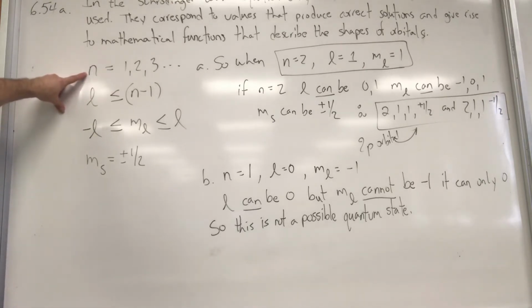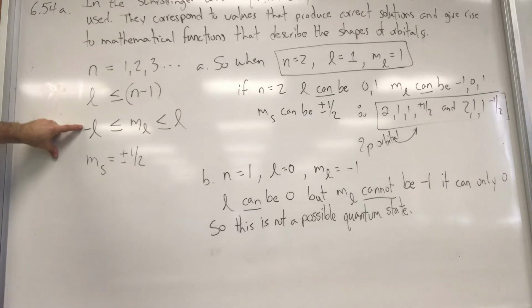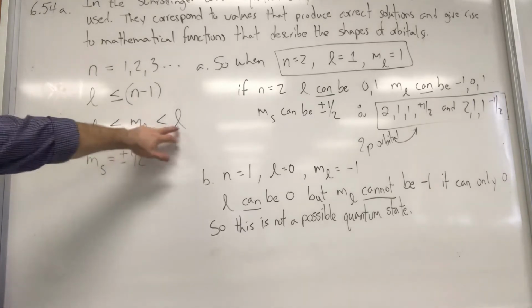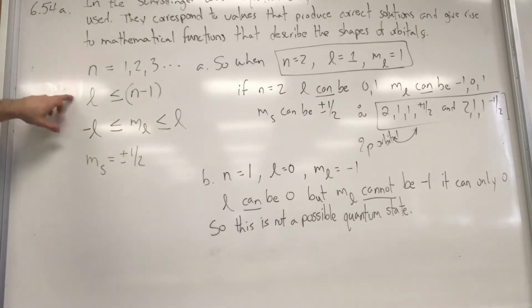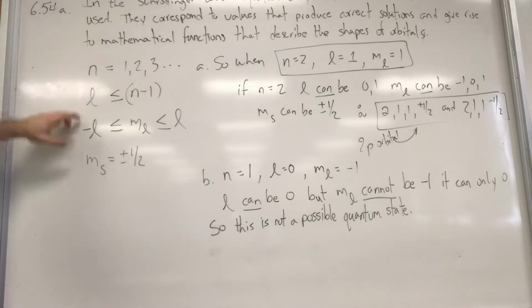The value of the principal quantum number has to be an integer value of 1, 2, or 3. The azimuthal quantum number is always 1 less or lower than the principal quantum number. The magnetic quantum number can be in between the negative and positive values of the azimuthal, and then the magnetic spin could be plus or minus 1/2. So each electron has 4 numbers representing it.